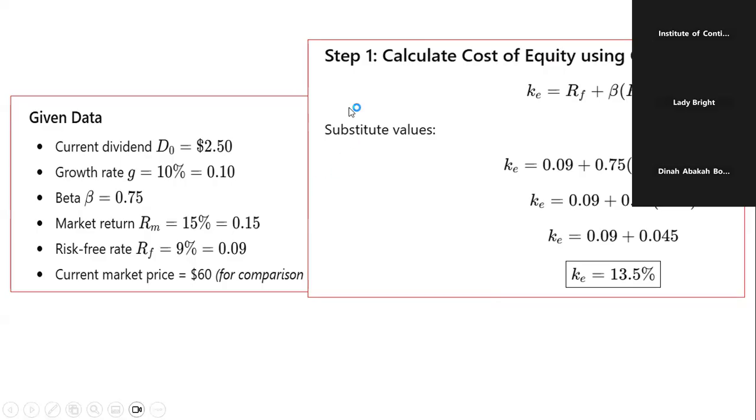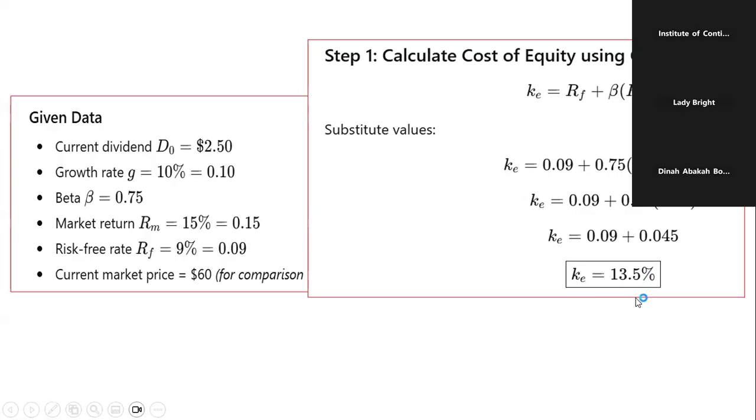So inputting that, our KE is equal to risk-free plus beta into bracket market premium. Our KE is now risk-free, which is 0.09, plus our beta of 0.75 into brackets market expected return of 15, which is 0.15, minus risk-free. We substitute that, and then we have our KE to be 13.5.